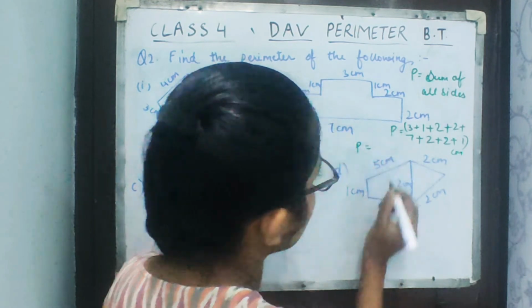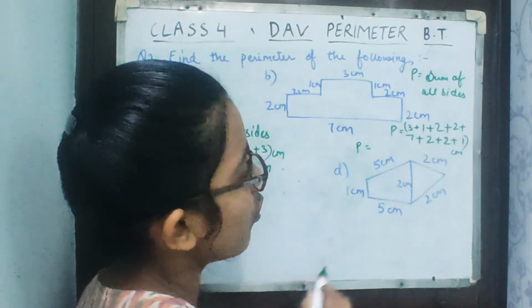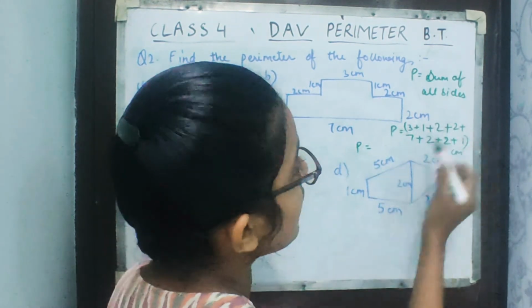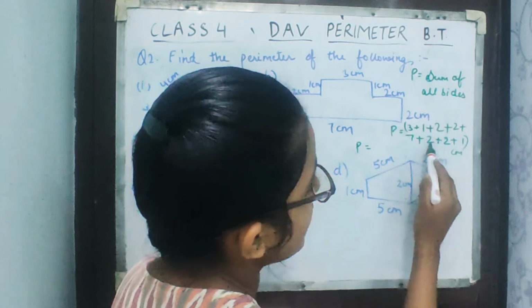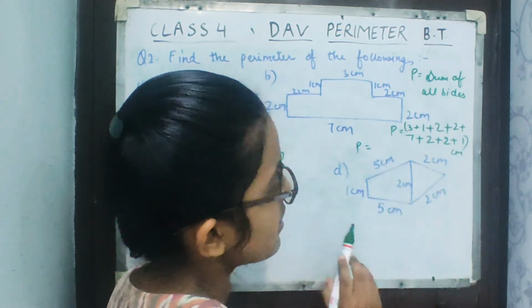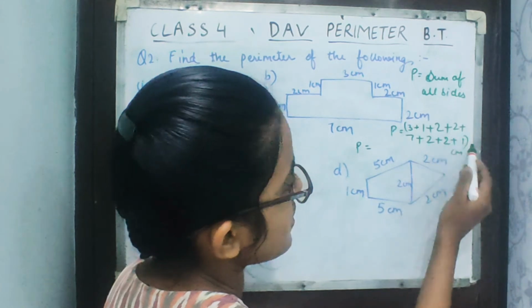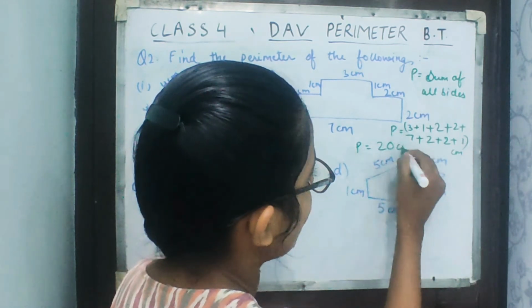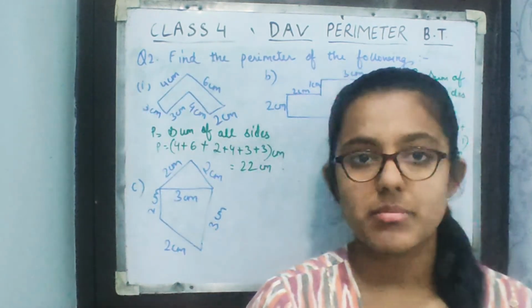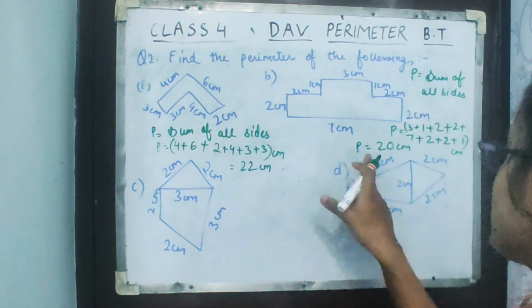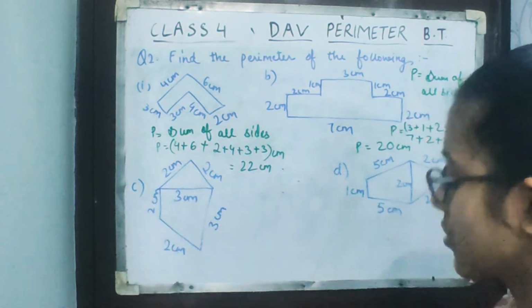So perimeter is 3 plus 1, 4, 4 plus 2, 6, 6 plus 2, 8, 8 plus 2, 10, 10 plus 7, 17, 18, 19, 20. So perimeter coming is 20 centimeter. Okay, so first 22, second 20. Now coming to our third one.